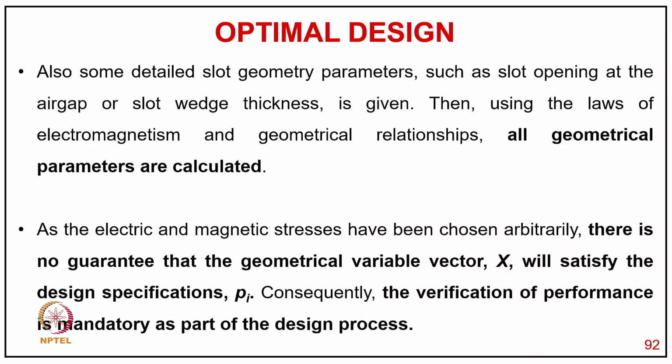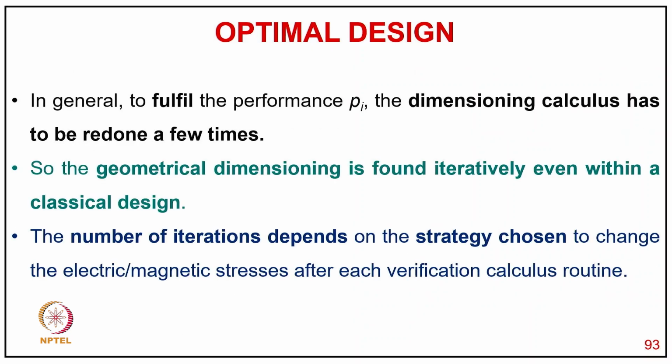They decide a lot of the physical phenomena in the machine, typically the leakage as well as overload capacity, noise, and vibration in the machine. Thus, using the laws of electromagnetism and geometrical relationships, all geometrical parameters are calculated. As the electrical and magnetic stresses have been chosen arbitrarily, there is no guarantee that the geometrical variable vector X will satisfy the design specification Y, and consequently the verification of performance is mandatory as a part of the design process.